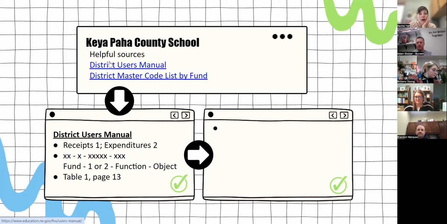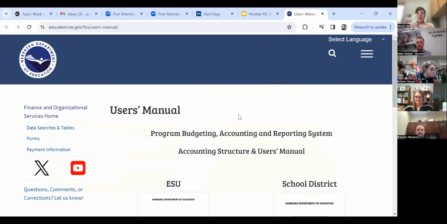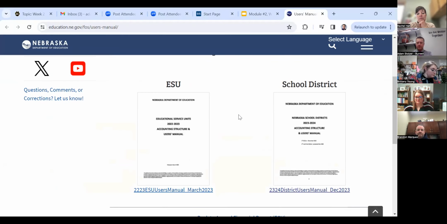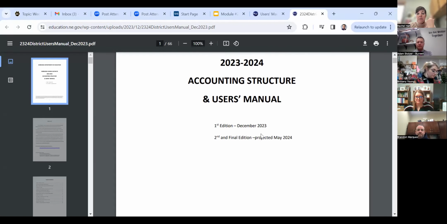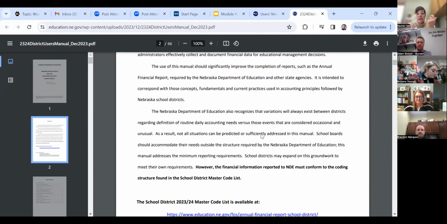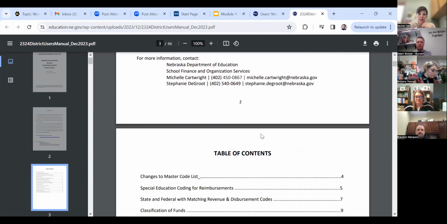If you want to click on the district users manual, there were just some things that for me as a newbie were really, this one over here, right? Yep. I just thought, okay, I like this because it can give, go to, I think, page 12 or 13.